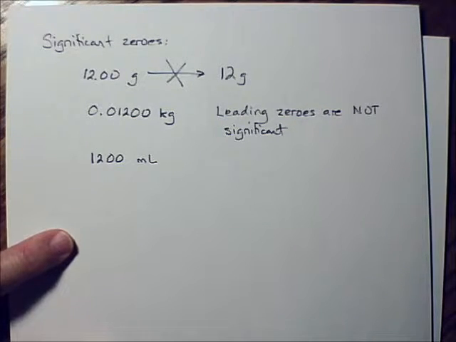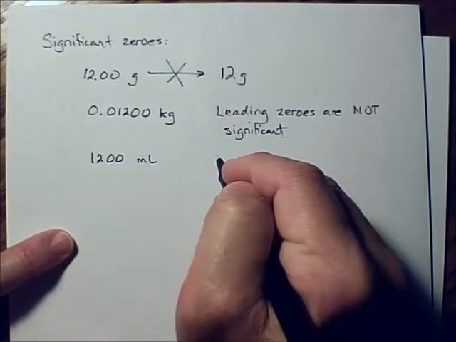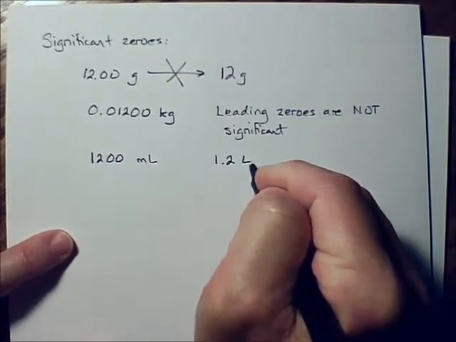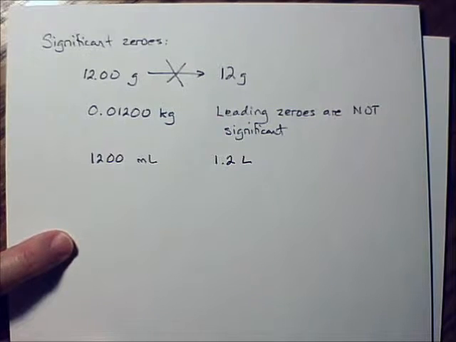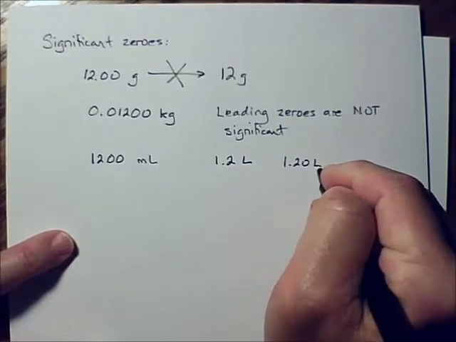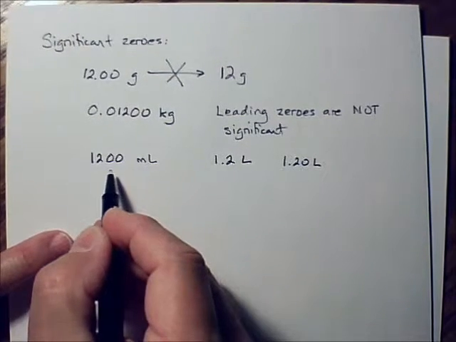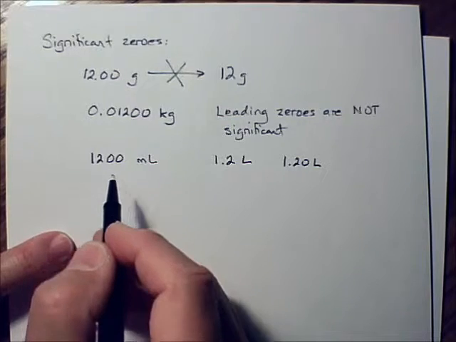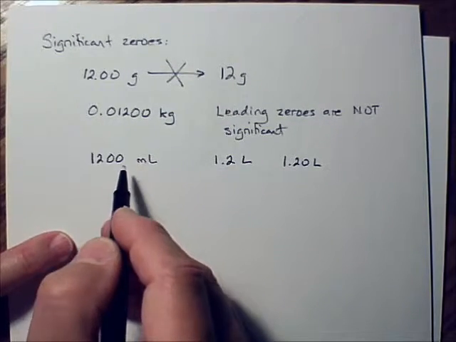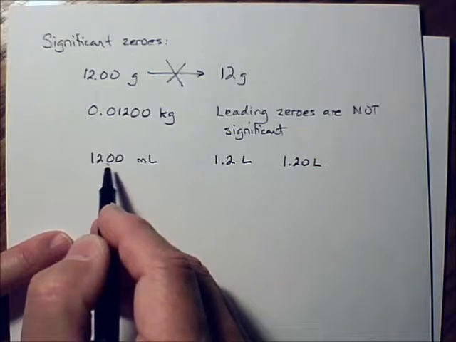The original calculation might have been 1.2 liters. That only has 2 significant digits. But they converted the milliliters and wrote it like this. I don't know if it's only 2 significant digits. I don't know if it should have been 1.20 liters and has 3 significant digits. Writing a number this way does not tell me how many significant zeros I have. There's no decimal place. I don't know if those zeros are significant or not.